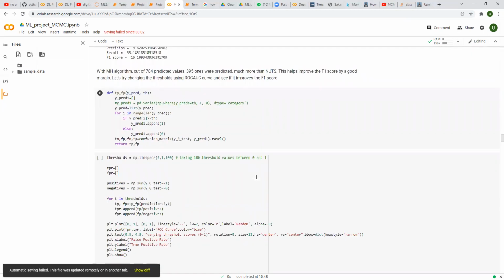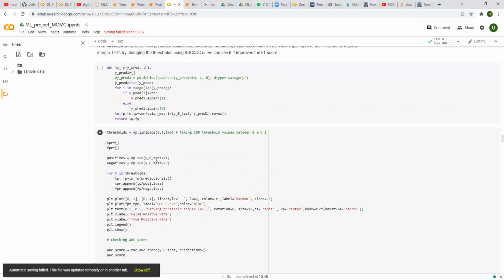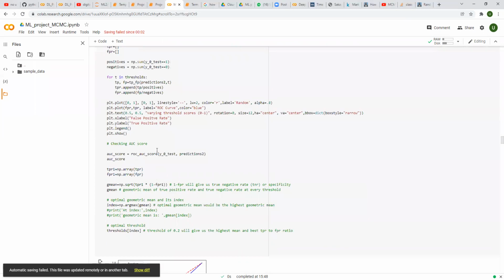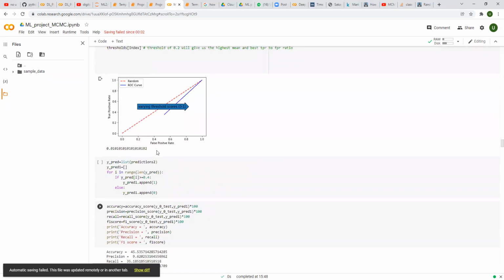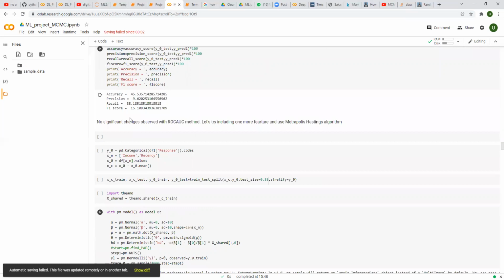Let's try something else now. We check the threshold values as well, and the threshold doesn't help us either. It's still very similar to 0.5 as the threshold.